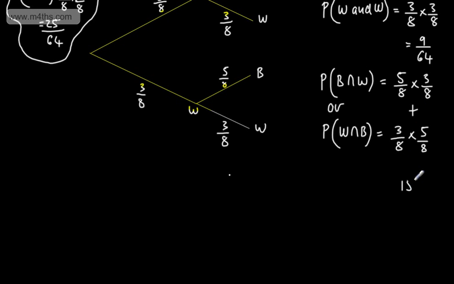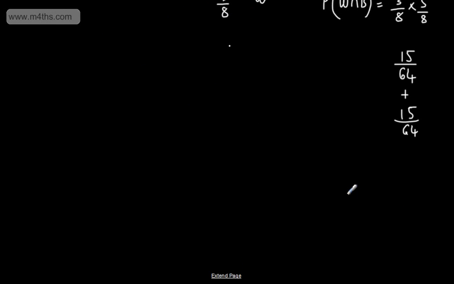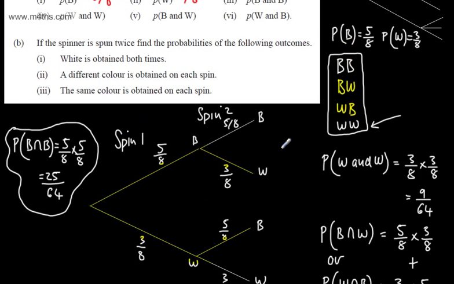So we're going to have 15/64. That now is the probability of a black and a white, plus now 15/64. If I add those together, I'm going to get 30/64. So 30 over 64, which we could simplify now, dividing the numerator and the denominator by 2, that's going to be 15 over 32. So that's the probability now of getting different colours. We've used the AND rule because it's black and white or white and black. Okay, the same colour obtained on each spin.